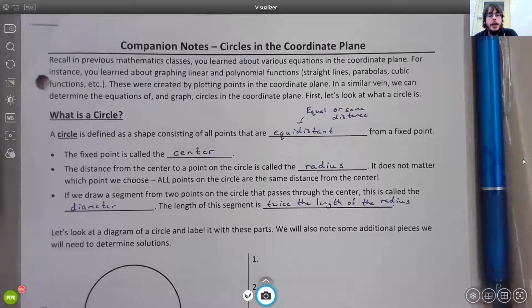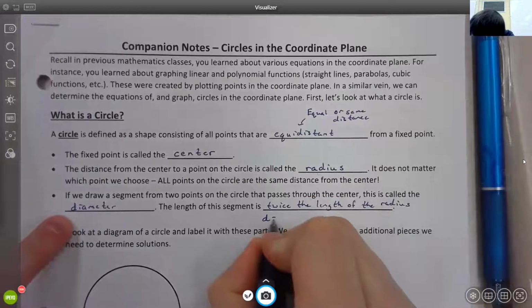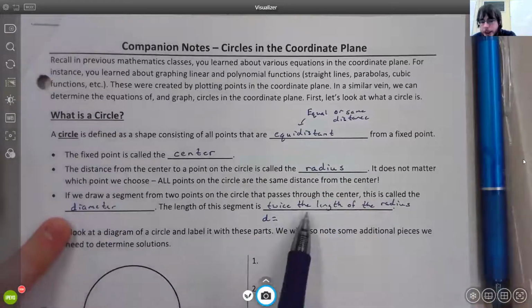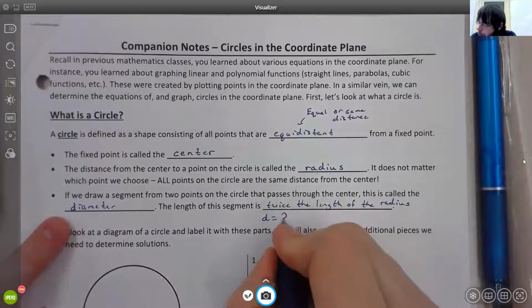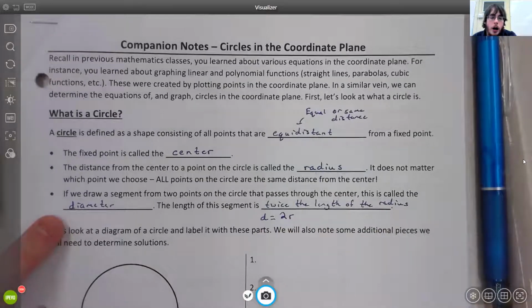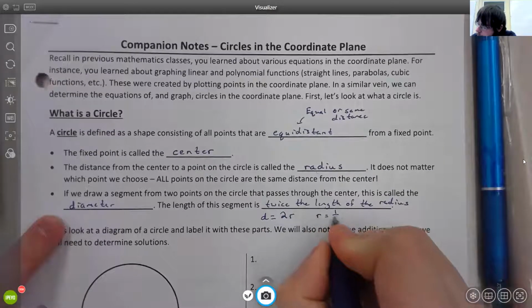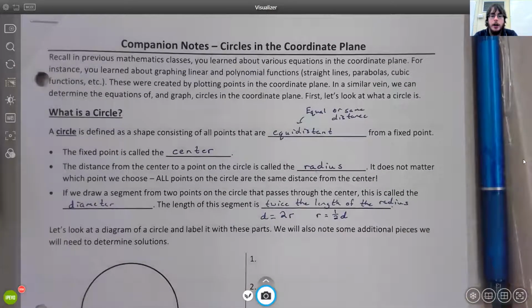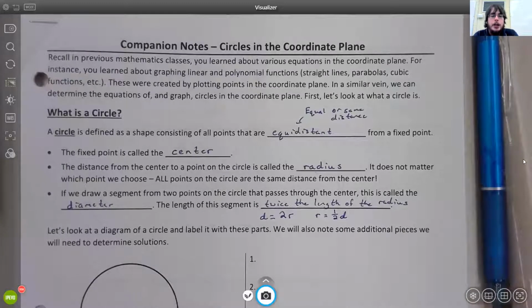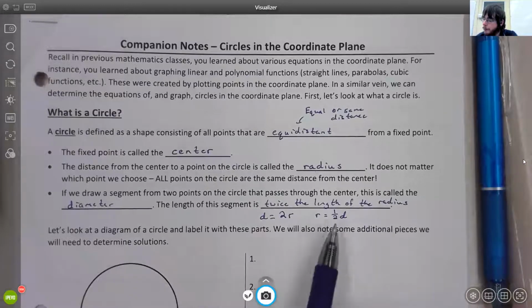So if we're writing this out in equation form, we would use D for diameter. So D is equal to, now the diameter is twice the length of the radius. So we would have 2 times our radius. And of course, our radius would be R. Your radius can also be said to be 1/2 the distance of the diameter. Okay, so D is equal to 2R. 2 times your radius gives you your diameter. Half of your diameter is your radius.